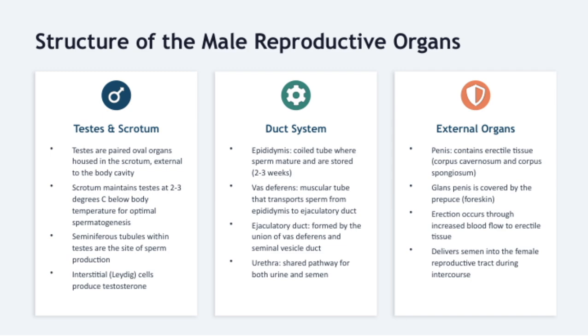The testes generate sperm and testosterone, while the scrotum provides a protective, temperature-regulated environment. This structure and function relationship is fundamental to male reproductive health and fertility.